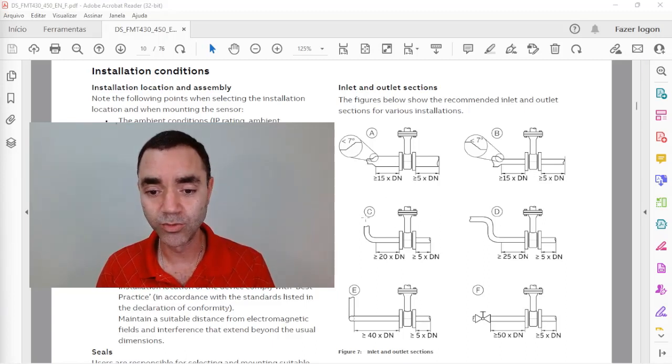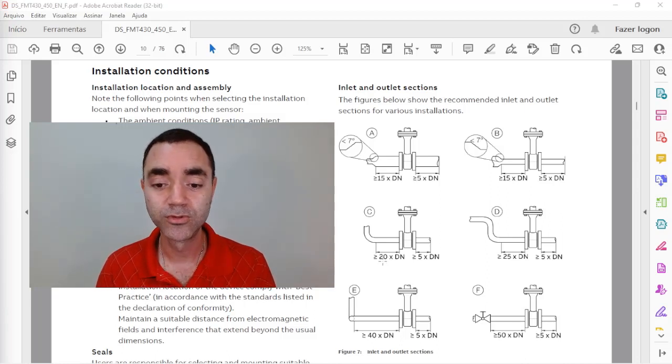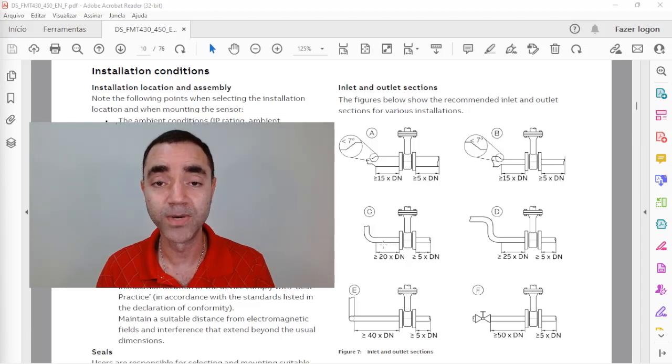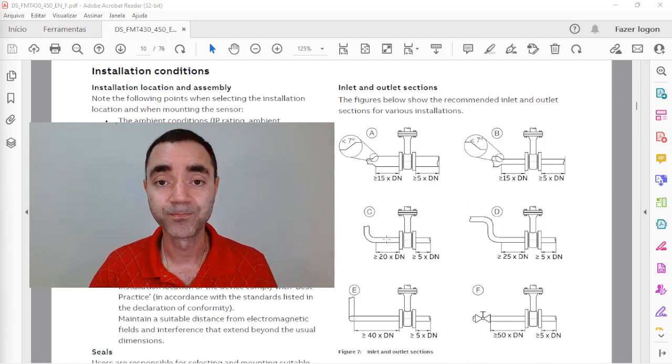For a situation where we have a curve upstream of the flow meter, you can have, for instance, at least 20 times the nominal diameter of the pipe. So if I have a pipe with 100 millimeters in diameter, the straight length upstream of the flow meter must be at least 2000 millimeters, or 2 meters. So this is the way that we do plant design.